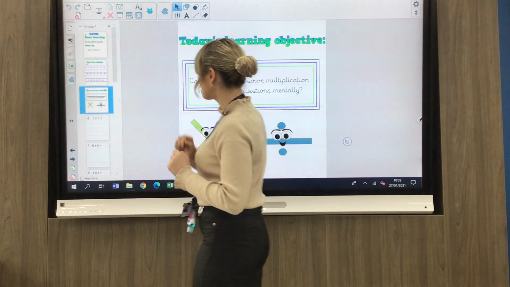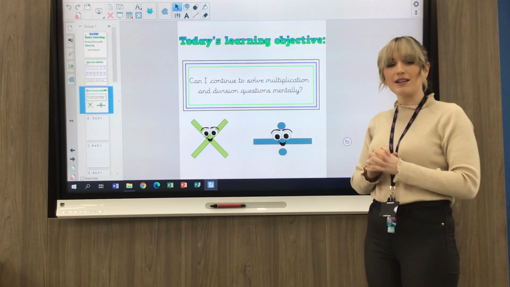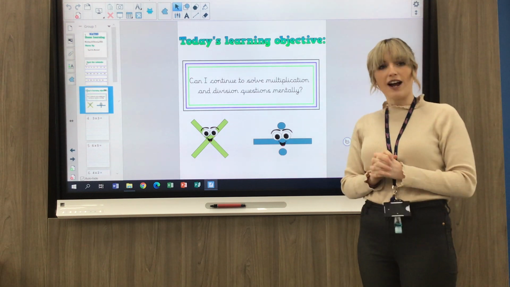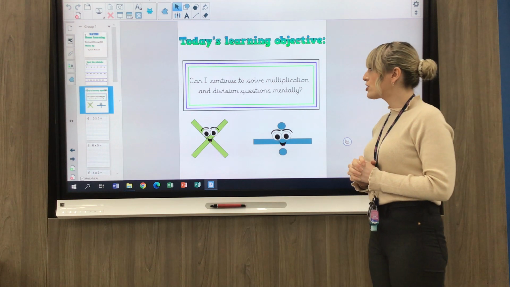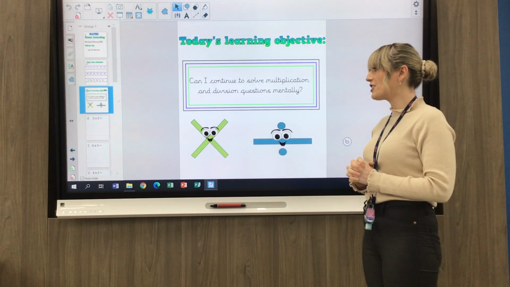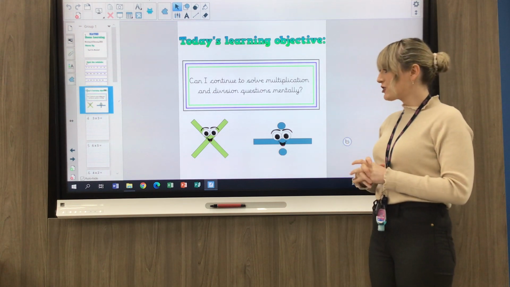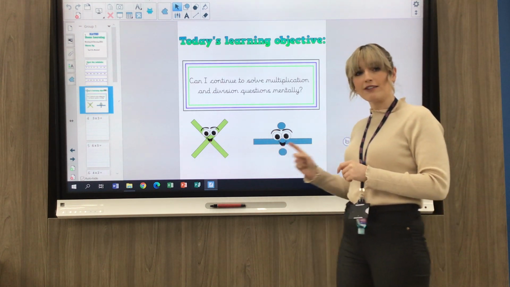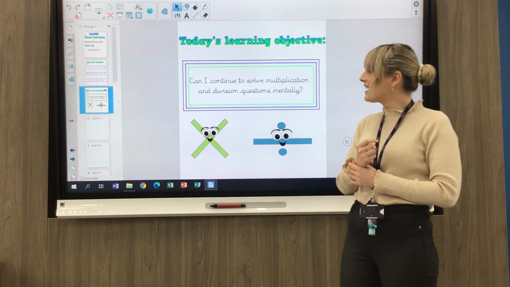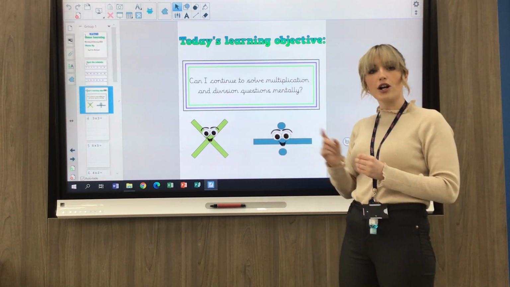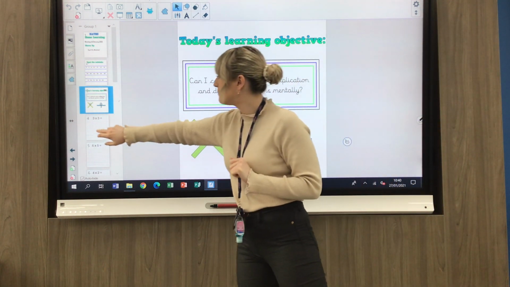Okay then, on to today's learning. Now we are doing something similar today to what we did on Friday. So it's: can I continue to solve multiplication and division questions mentally? Okay, so we were introduced to multiplication and division on Friday in our maths video, and we're going to continue today and practise how to solve these questions mentally, and that means in our heads.